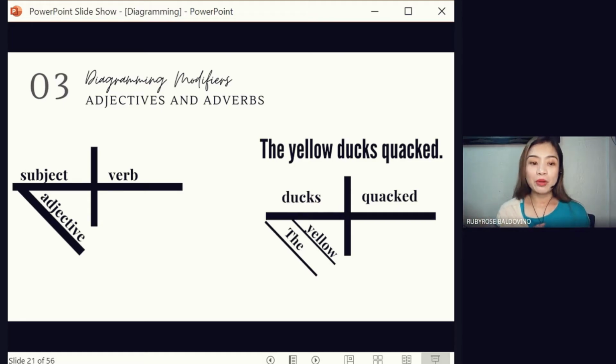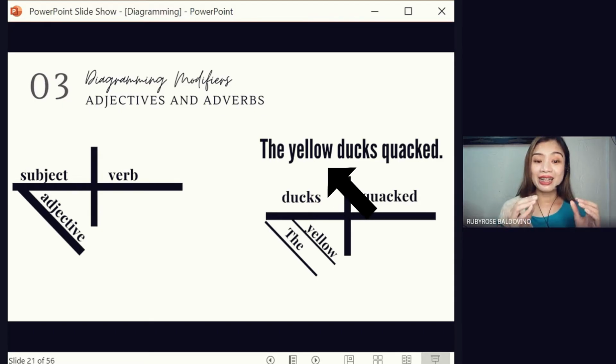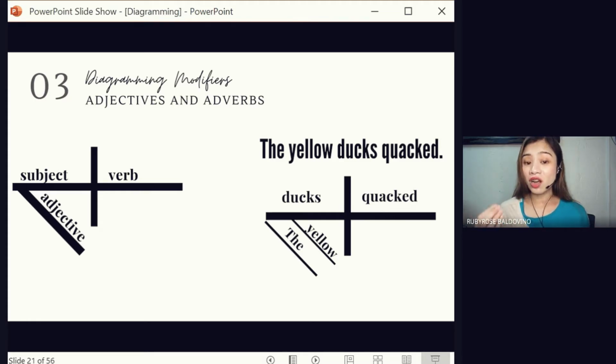For example, the yellow ducks quack. Can you identify the adjective in this sentence? Yes, that's right. It's yellow, right? And yellow describes the noun ducks. And ducks is actually our subject. So it's the same thing. Subject is placed on the left and verb is placed on the right.